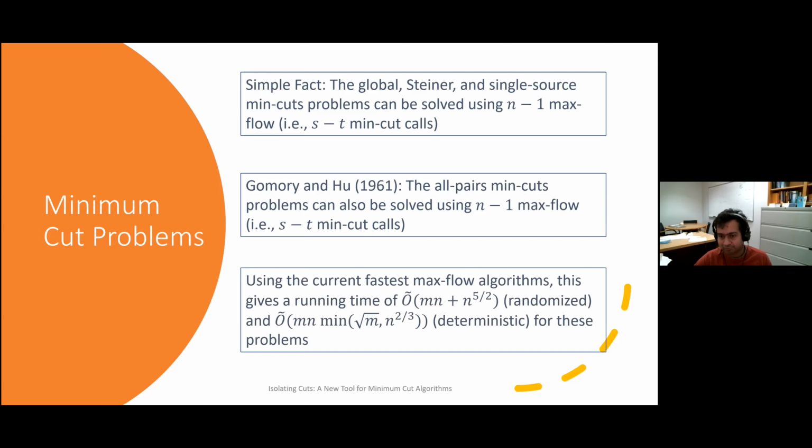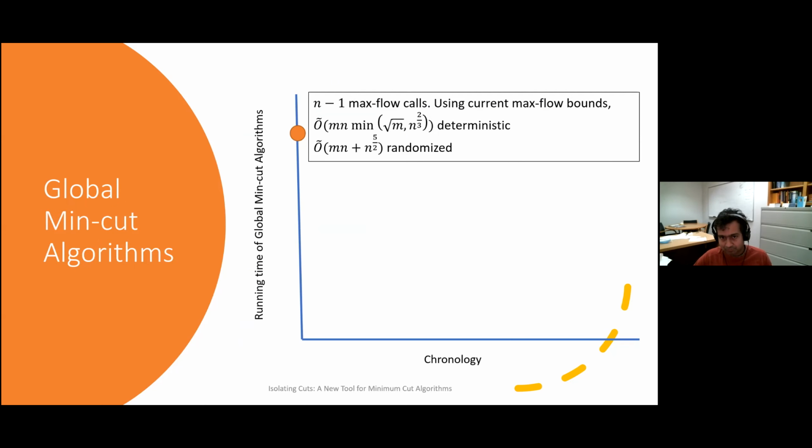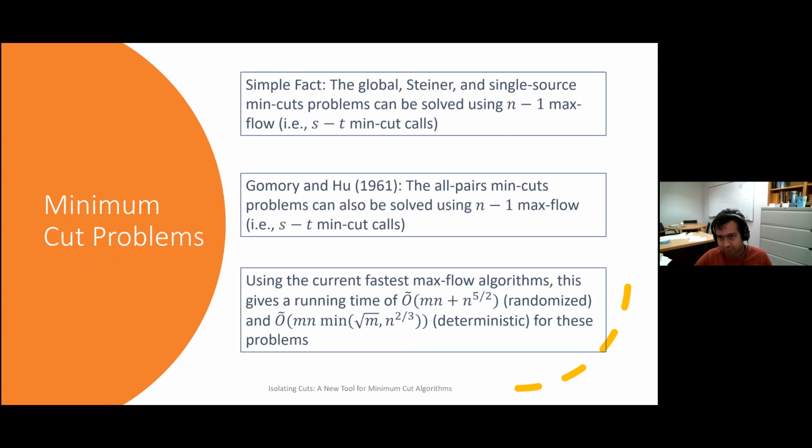And using the current fastest max flow algorithms, of course, max flow algorithms have evolved over time, this gives a running time that's roughly mn if you allow randomization. It's not quite mn if the graph is sparse; it's a little higher for sparse graphs, and a little worse than mn if the algorithm is deterministic. So that's our baseline. It's not particularly important to remember what these running times are, but I did want to mention them. That creates our baseline for all the problems.